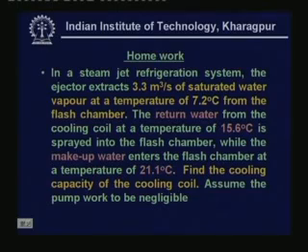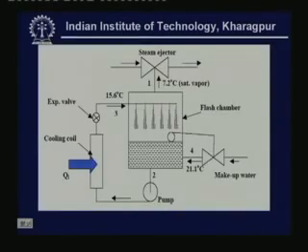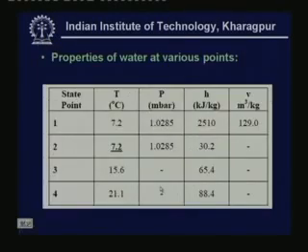Okay. Let me show the schematic. So, this is the schematic of the homework problem. Here you need not bother about the steam ejector working and all that. What is asked is the refrigeration capacity of the cooling coil. Okay. So, all that you have to do is apply mass and energy balance across the flash chamber and apply mass and energy balance across the cooling coil. Okay. If you apply this, then you can easily find the required answer, and you can use this property data for water at various points.